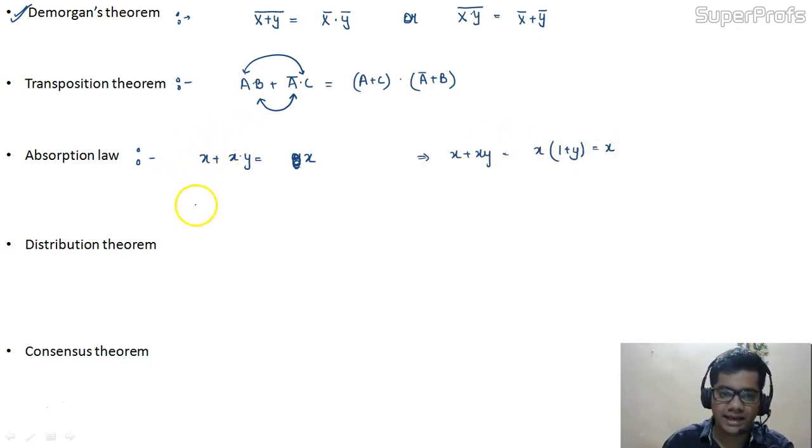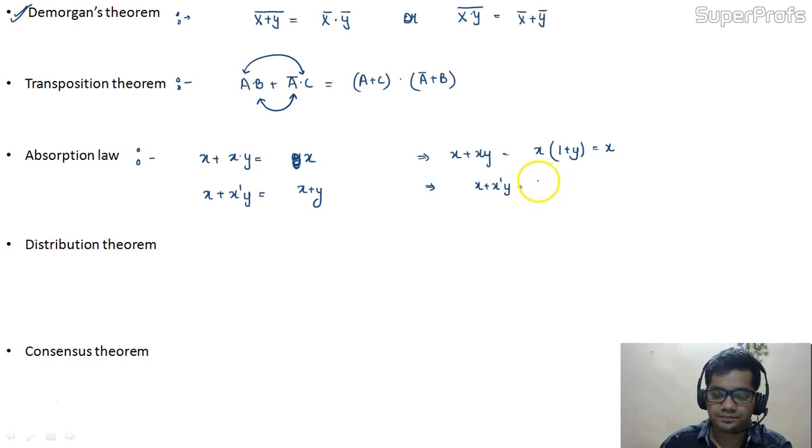So output would be x, and we can write one more theorem with respect to the same. It would be x plus x bar y equals x plus y. What it means is that if it is x plus x bar dot y, by using the theorem we can write it is equal to x plus x bar dot x plus y, so it would be equal to x plus y. So this is our absorption theorem.